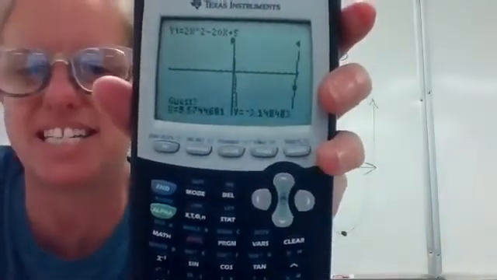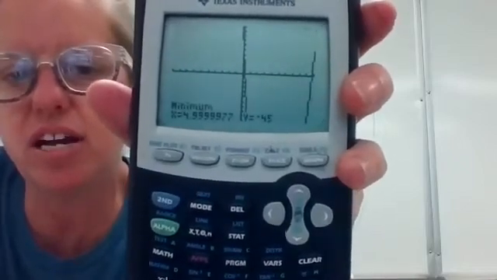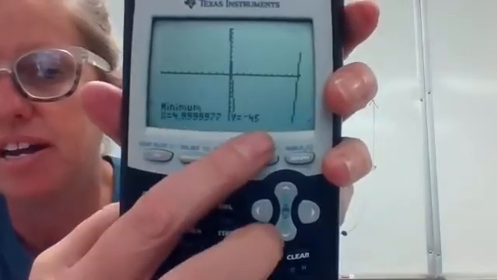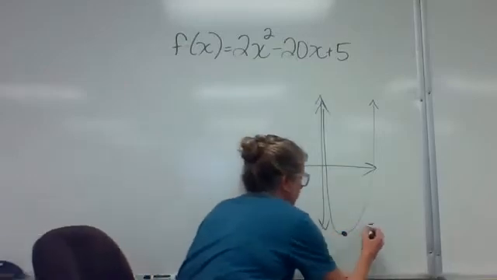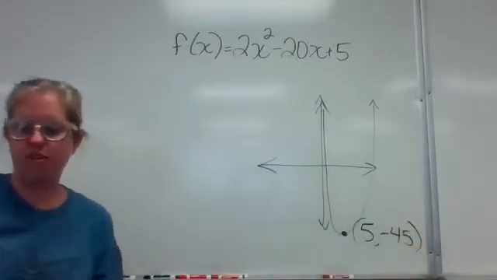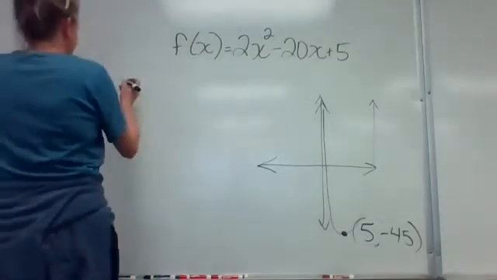Hit enter twice. This guess, we don't need that. Hit it again. There is your vertex. So it's going to be at, this is essentially 5, negative 45. Is your vertex.